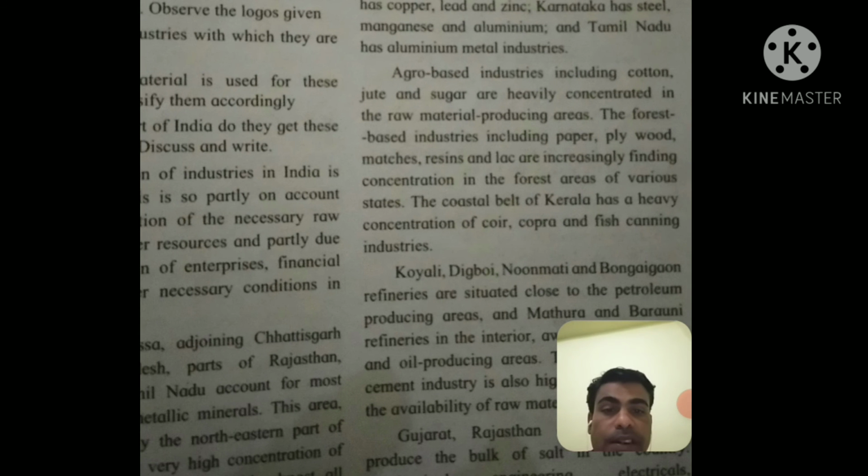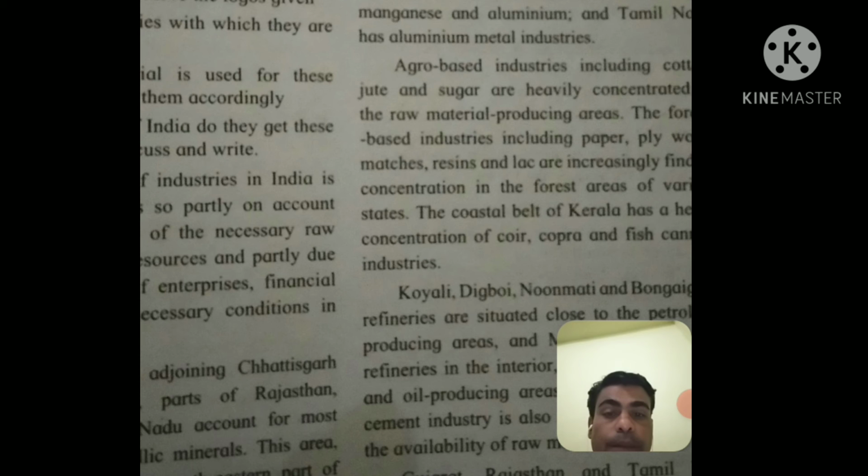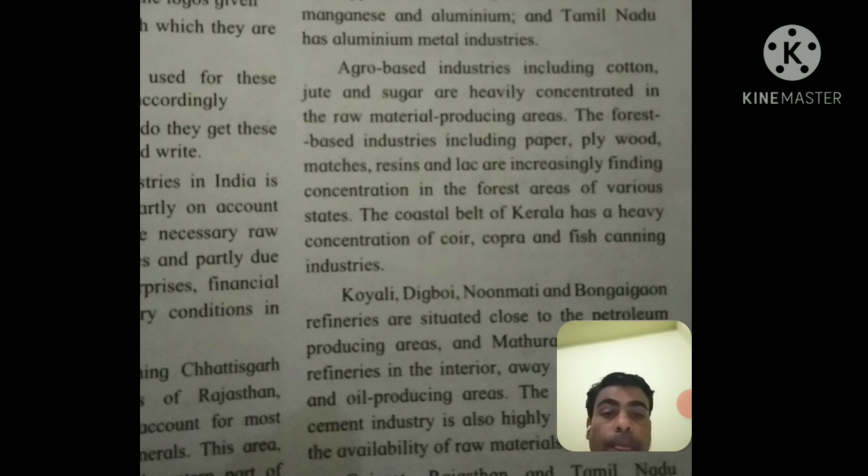So agro-based industries including cotton, jute and sugar are heavily concentrated in the raw material producing areas.